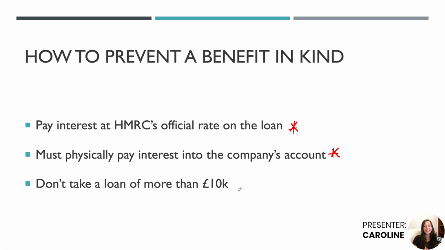Or another option, which is a fairly straightforward one, if you can help it, is just to not take a loan of more than £10,000. There will be no benefit in kind and you don't need to pay interest. So those are some ways to prevent that from happening. Obviously, the last one is pretty self-explanatory because you're just not receiving that loan benefit. So there's no need to account for that.